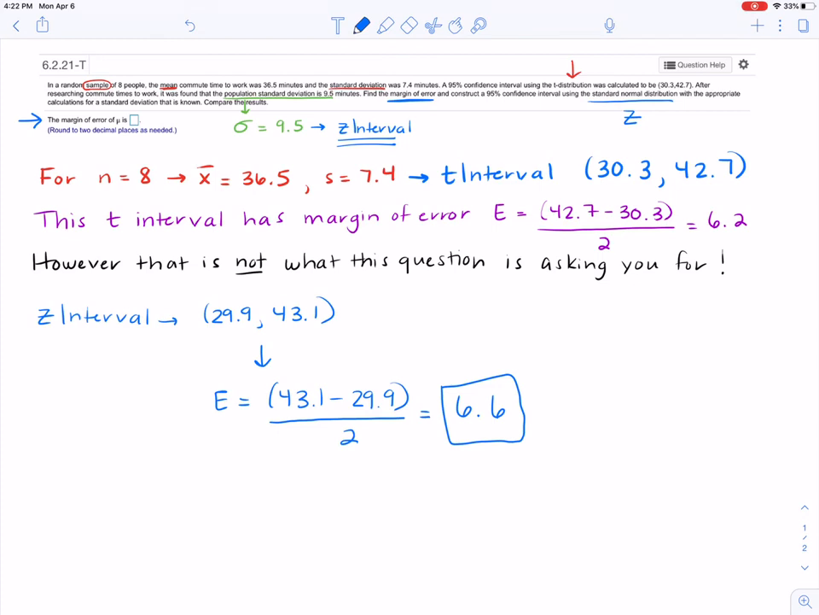So again, it's making sure that you read carefully, that you understand what you're being given and what the question is actually asking you for before you just jump in and calculate a margin of error and input that information.